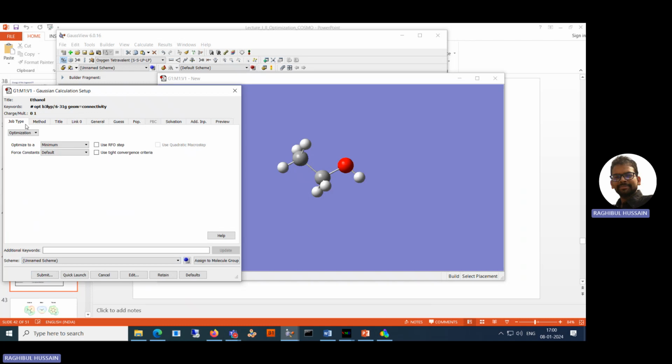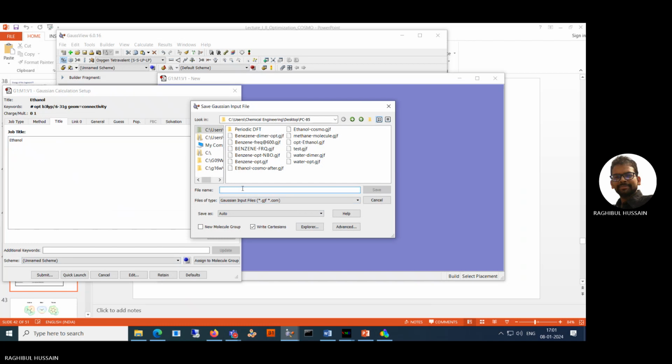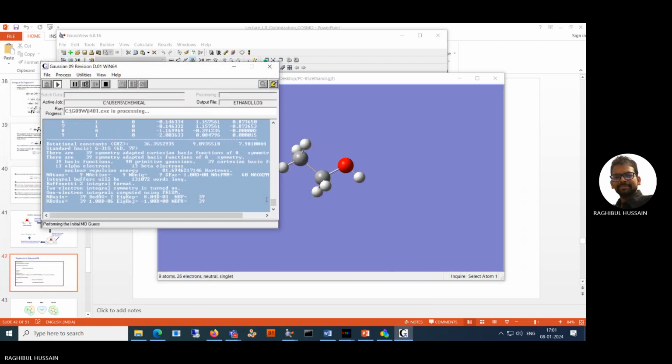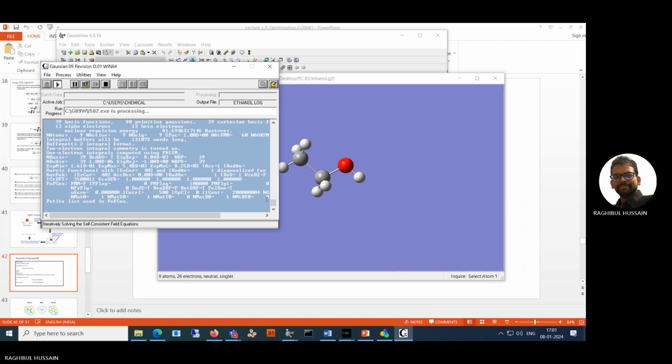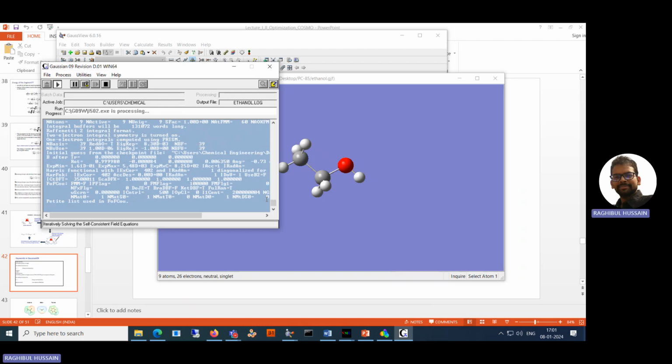In job type, it should be optimize and not energy, right? And in the method section, it should be DFT, B3LYP and 6-31G. And write ethanol for the title of the molecule, right? Now submit this job. Submit this job. Everyone submitted.